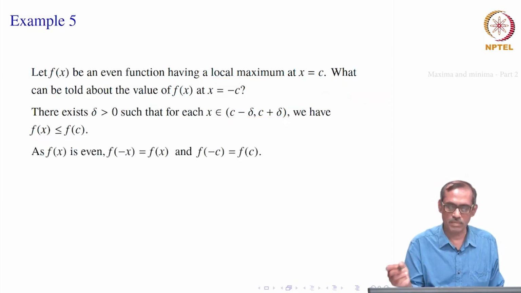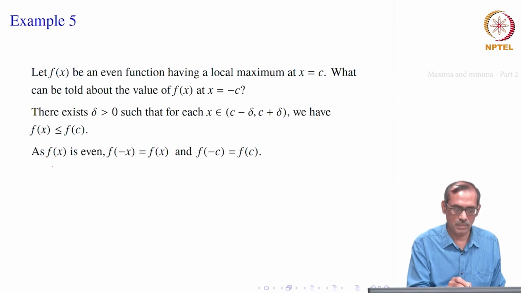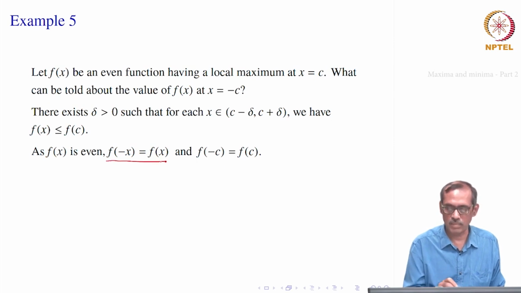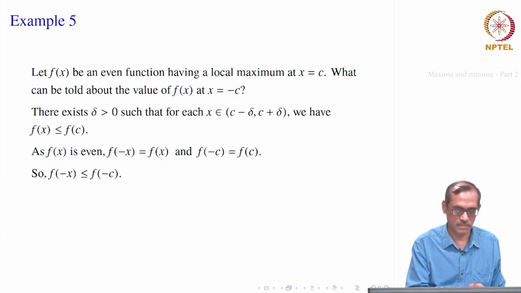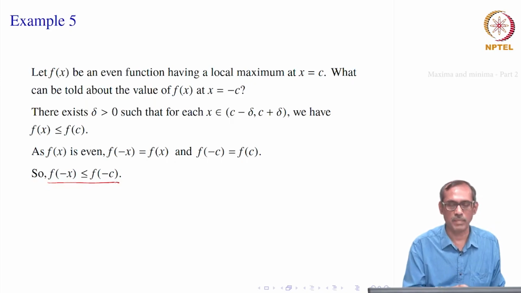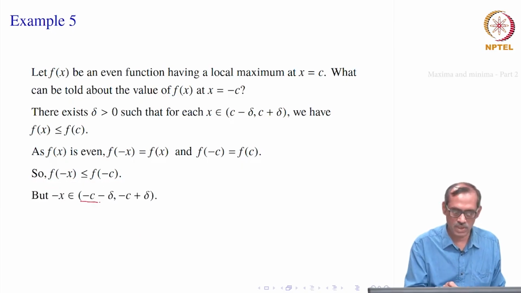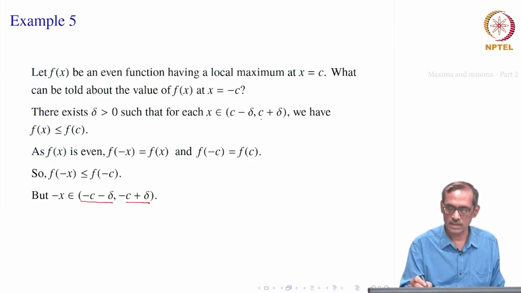Now, what will happen in a neighborhood of minus c? Well, since f is even, f of minus x equals f of x and f of minus c equals f of c. So, we conclude that f of minus x is less than or equal to f of minus c, whenever x belongs to c minus delta to c plus delta. In that case, minus x belongs to what? If x belongs to c minus delta to c plus delta, then minus x will belong to minus c minus delta to minus c plus delta, minus of this and minus of this, but reversed. So, minus x belongs to this.